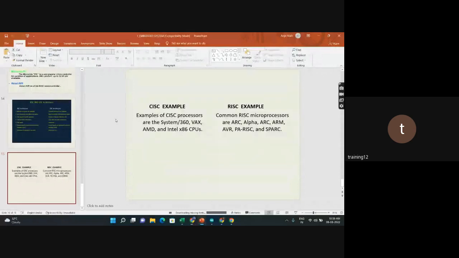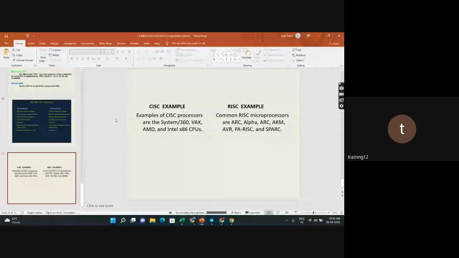AVR is basically a microcontroller. It finds many applications as embedded systems, and they are especially common in educational applications. It is an 8-bit microcontroller belonging to the family of reduced instruction set computers.